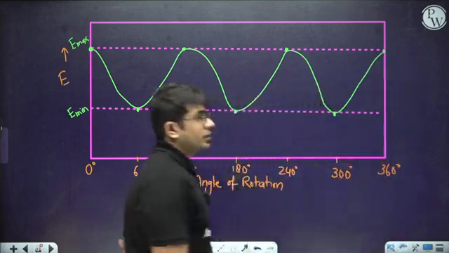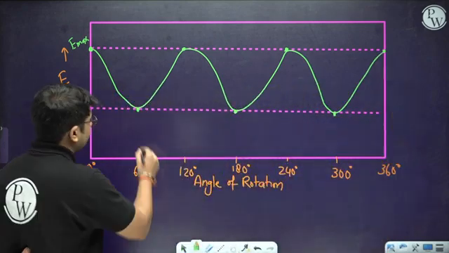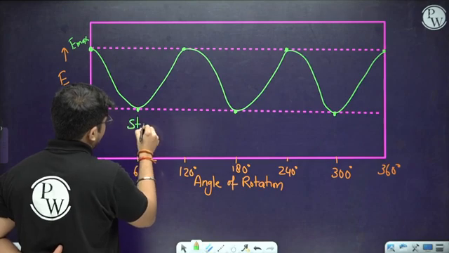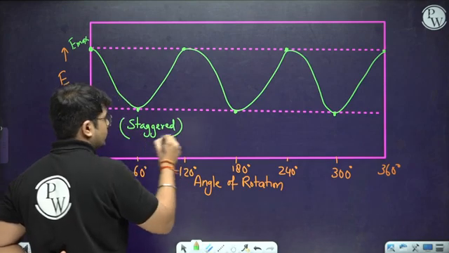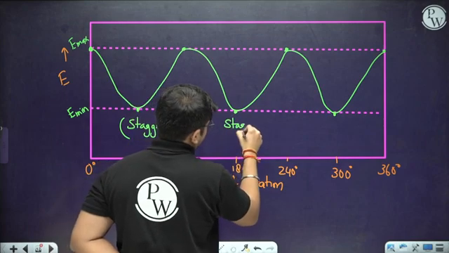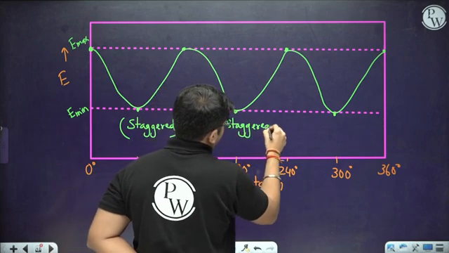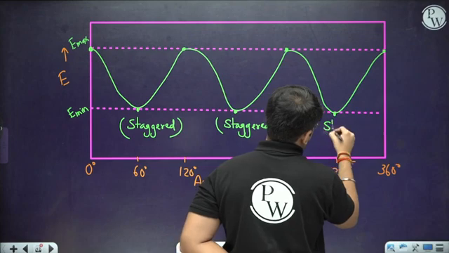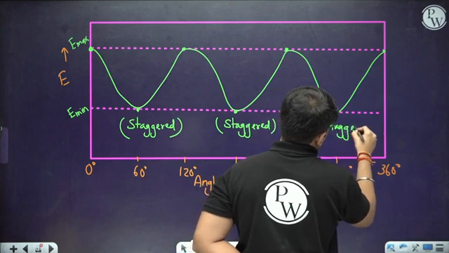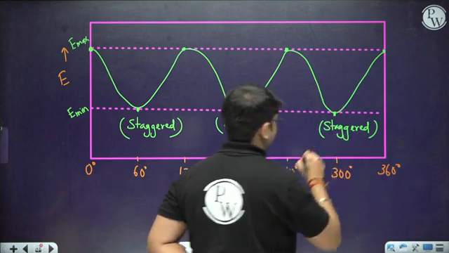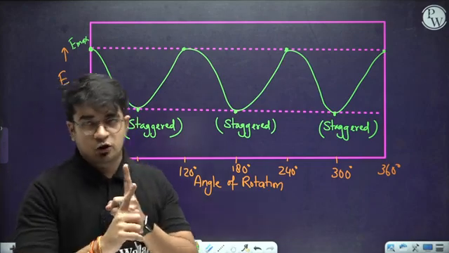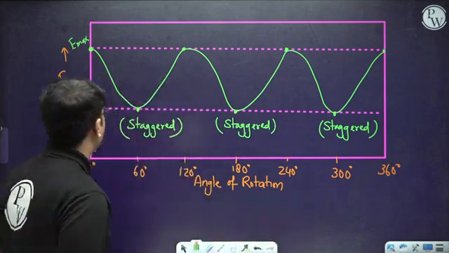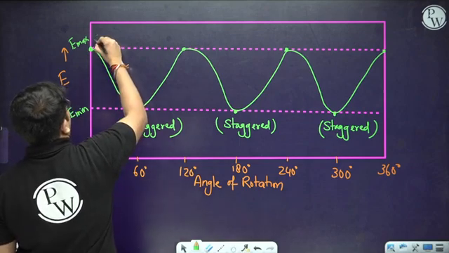This is supposed to look like this. This form will be the staggered form, and again this is the staggered form, and again this is the staggered form, because they are far apart from each other. So the repulsion between the bonded electron pairs is actually very minimum. In this case they are eclipsed.